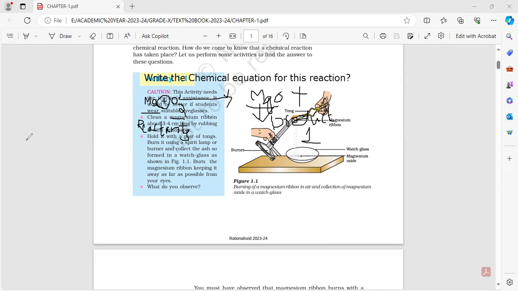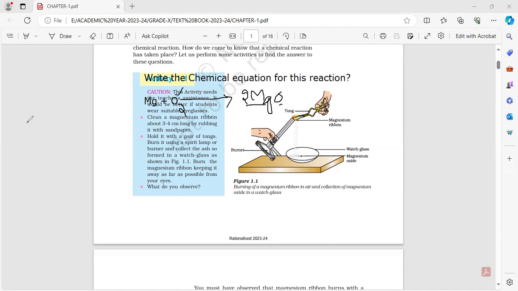Now if you observe, on the left side there are two oxygens, whereas on the right side only one oxygen. So what we need to do is balance it. How to balance? Two oxygens are required, so I'll put two here. If I put two here, then how many magnesium? Two magnesium and two oxygen. Here two oxygen, so it is balanced. But what about magnesium? It is not balanced. So I need to put two here again, then it gets balanced.